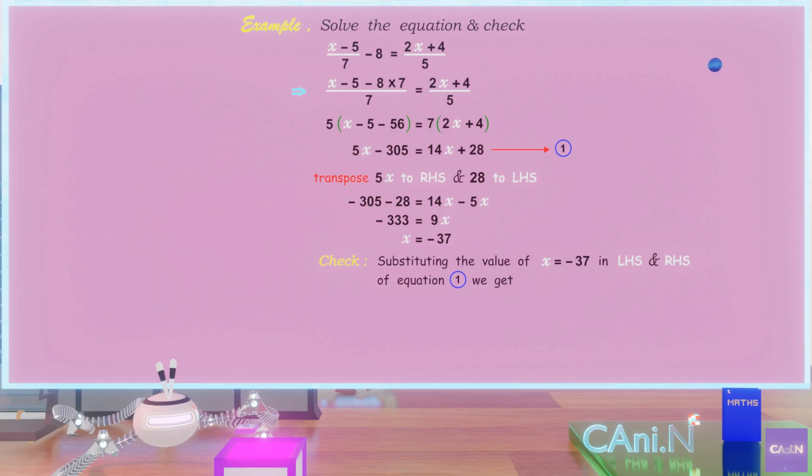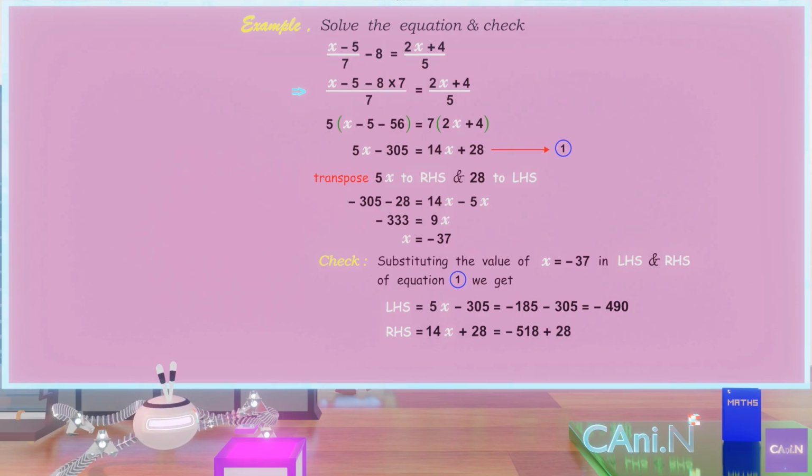Now, let us check. Substituting the value of x equals minus 37 in LHS and RHS of equation 1, we get LHS equals 5x minus 305 equals minus 185 minus 305 equals minus 490. RHS equals 14x plus 28 equals minus 518 plus 28 equals minus 490. Therefore, LHS equals RHS.